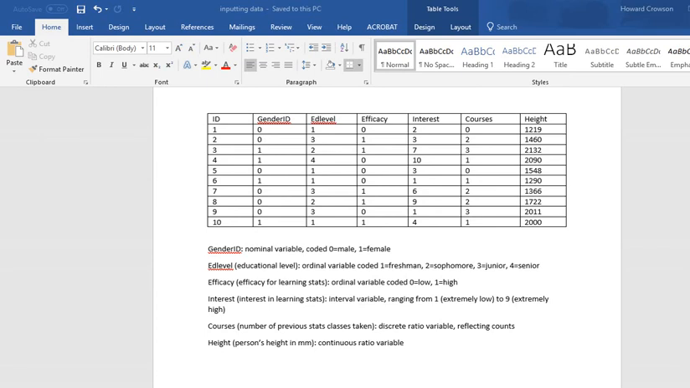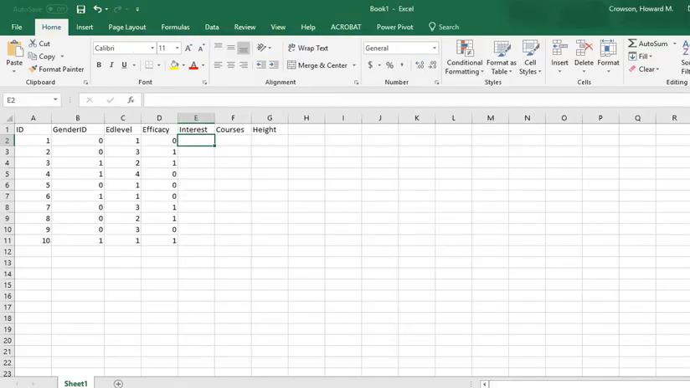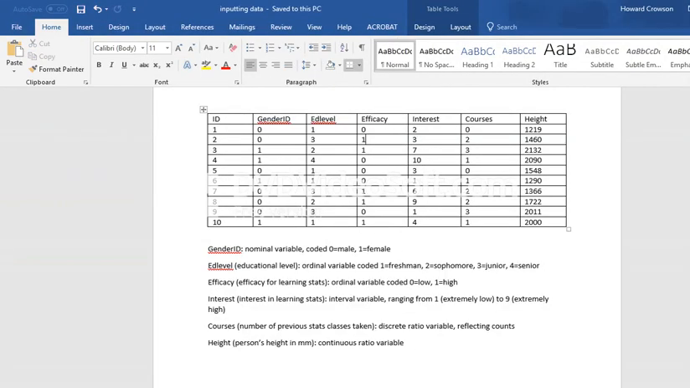So for our interest variable, I'm going to go back here and type those values in. So we had a 2, a 3, a 7, 10, 3, 1, 6, 9, 1, and 4. So there you go. Now, the next variable is a discrete ratio variable. And with ratio scale variables, a value of 0 would signal the absence of a characteristic that you're studying. So with courses, this is the number of previous stats classes a person has taken.